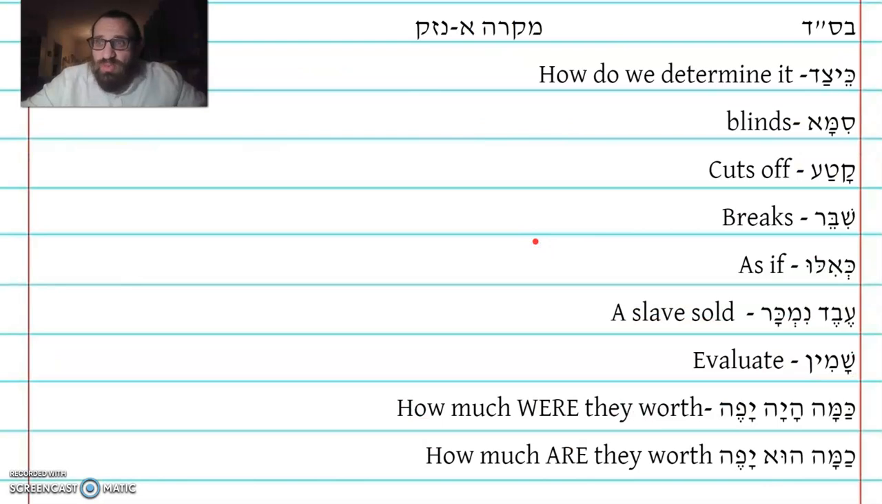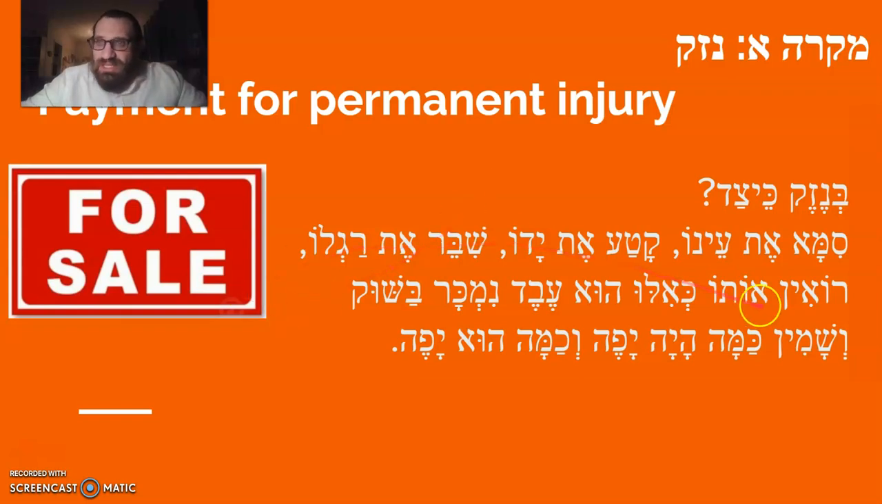Now, you have the sheets with these printed out. If you don't, you can take these down. Right now, these are the ones with the first mikra, the nezek of permanent damage. Nezek ketzad. Sima et eno, kata et yado, shiba et raglo, roim oto ki'ilu hu eved nimkar b'shuch, v'shamim kama haya yafe, v'kama hu yafe. We take a look at them as if they're a slave.